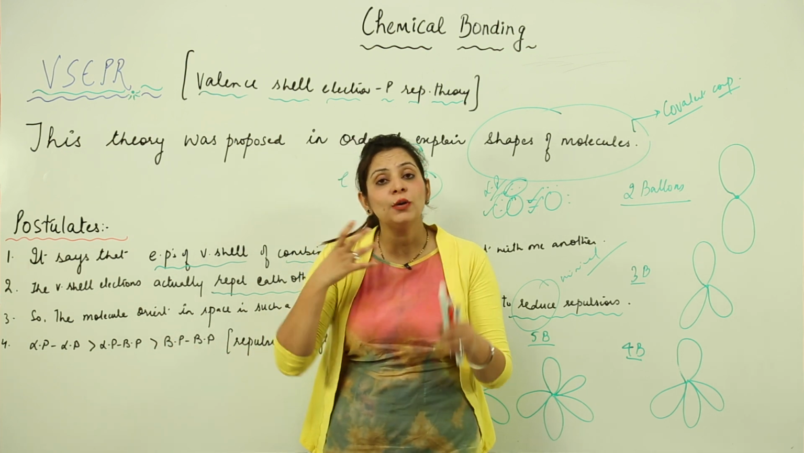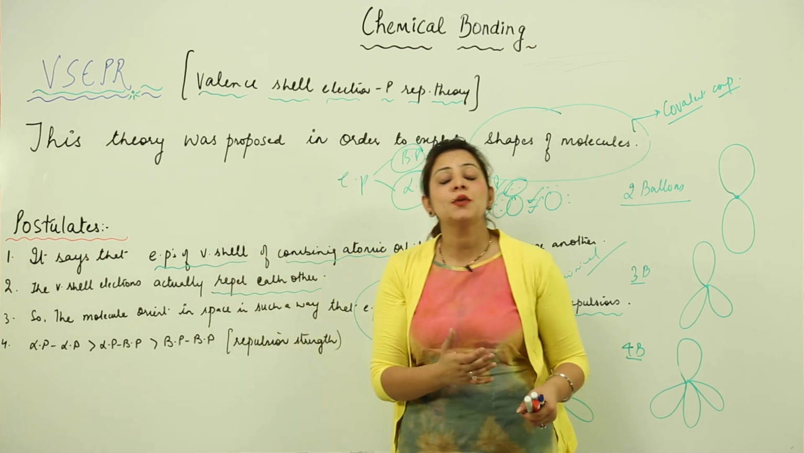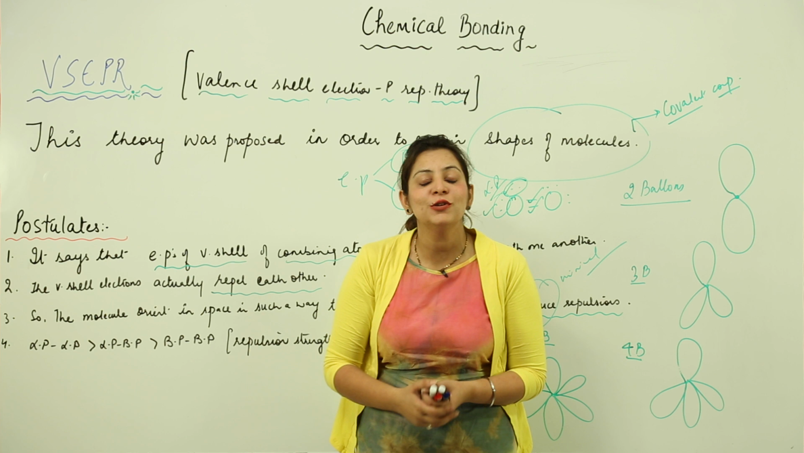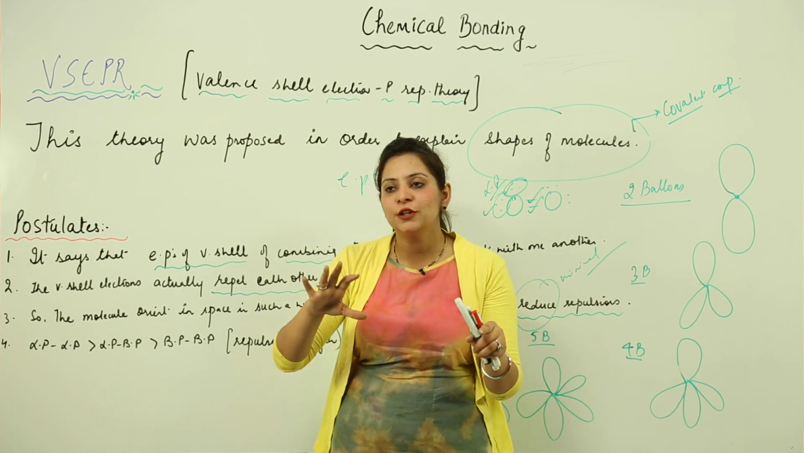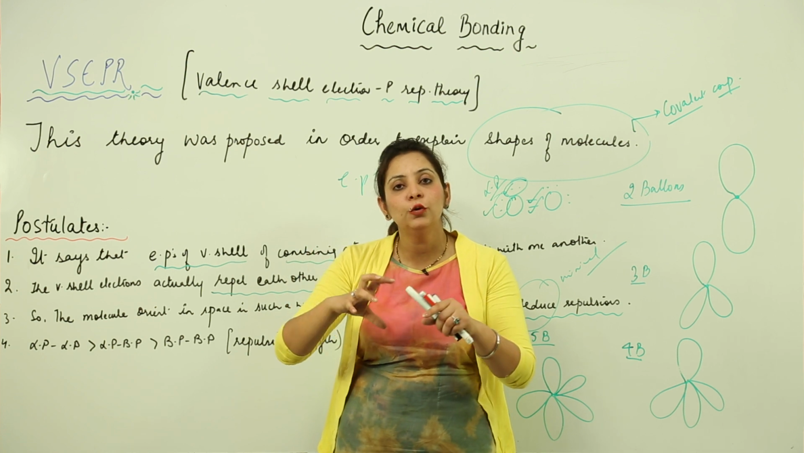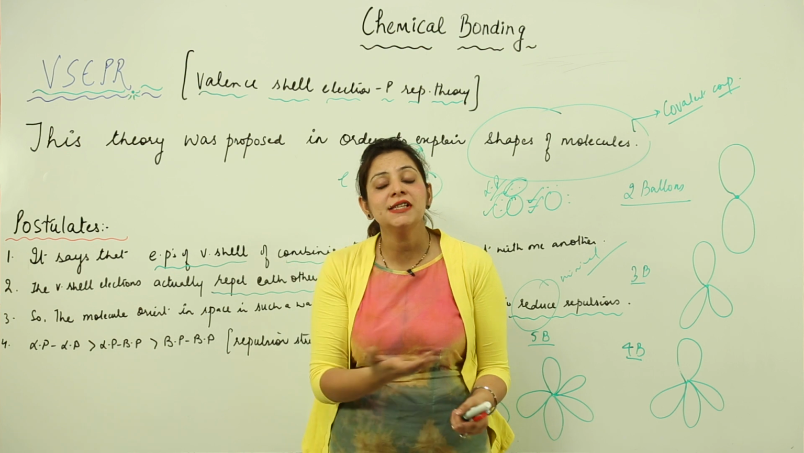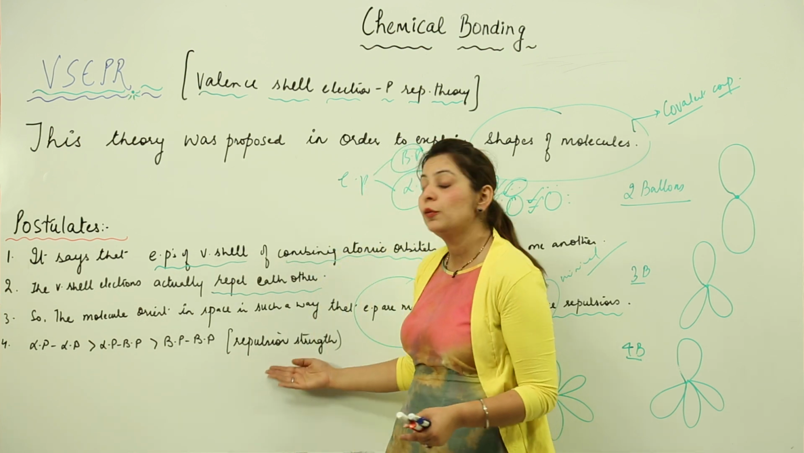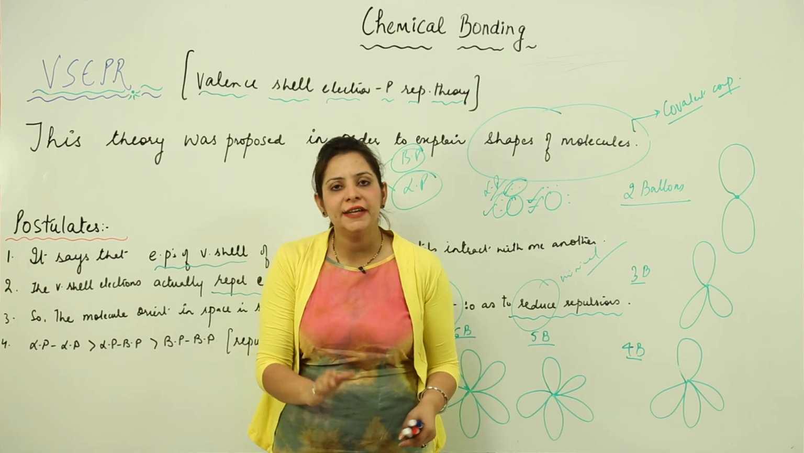We need to take these interactions into consideration, because otherwise how would we know that this geometry is going to distort in this manner, or that the atomic orbitals will move farther apart and need to be more separated? We will come to know only when we know the repulsion strength. So this is a very important factor. I think you got the VSEPR theory.